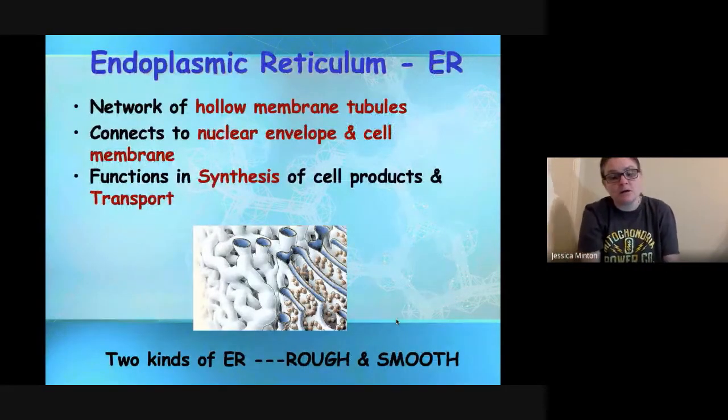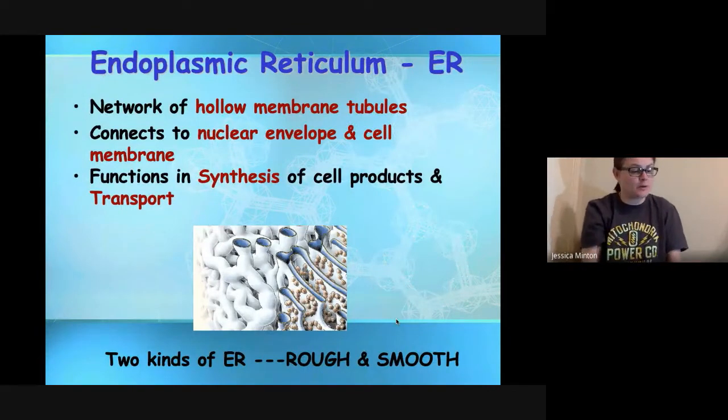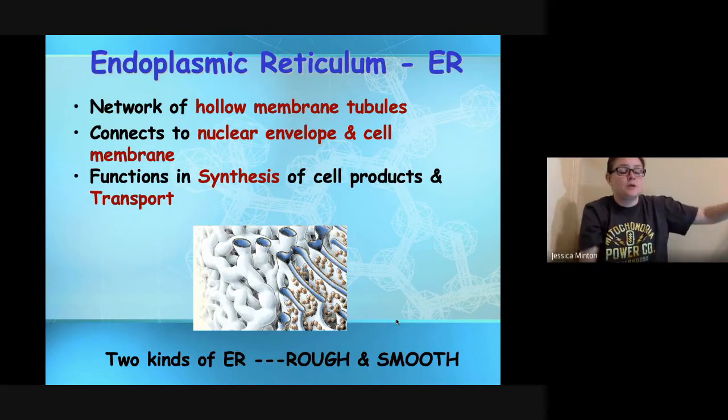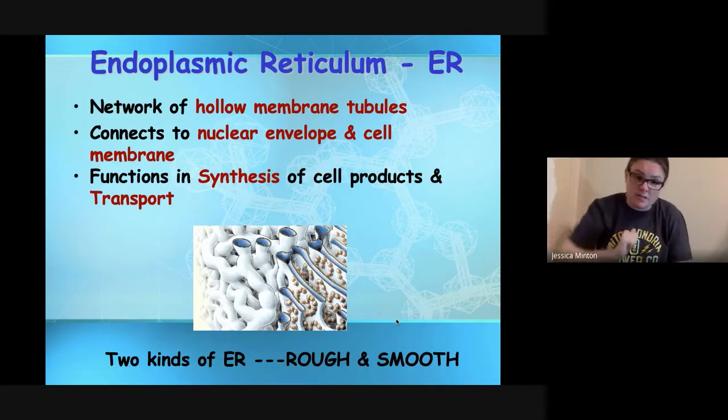On to the ER. Whether you call it ER or endoplasmic reticulum does not matter as long as you know what it is. So, what is the ER? The ER is going to be a network of hollow membrane tubules. On one side it's connected to the nuclear envelope, and it's going to be in the cell membrane. So, synthesis, making. If I'm synthesizing something, I'm making. So this ER organelle is a synthesis site for cell products and transport.